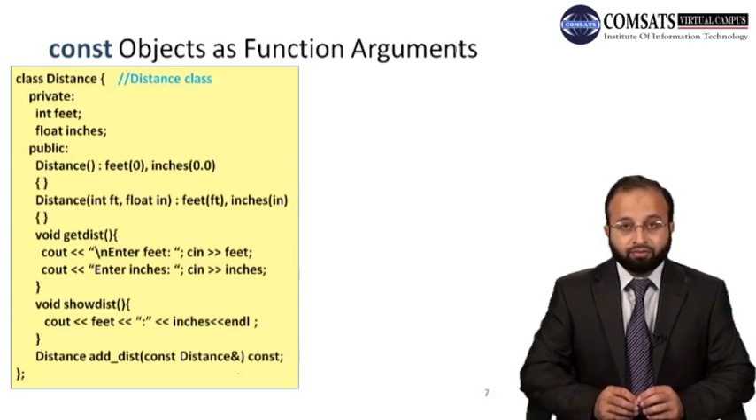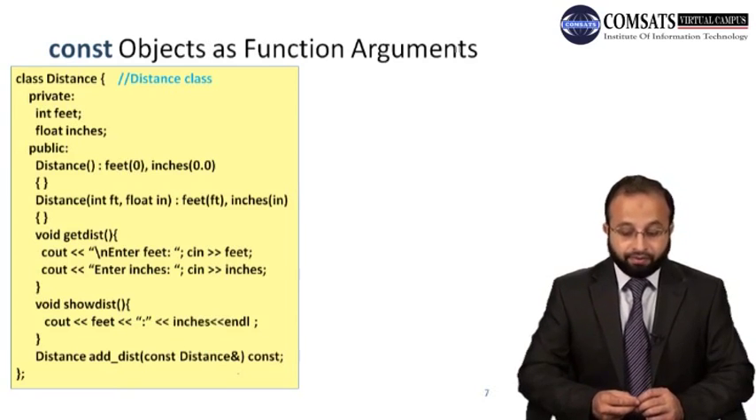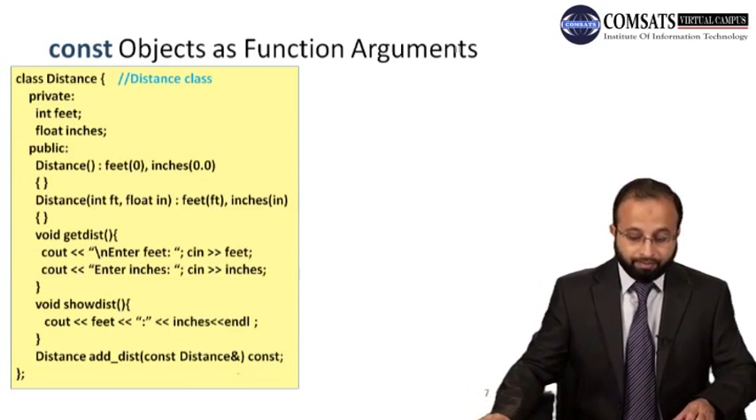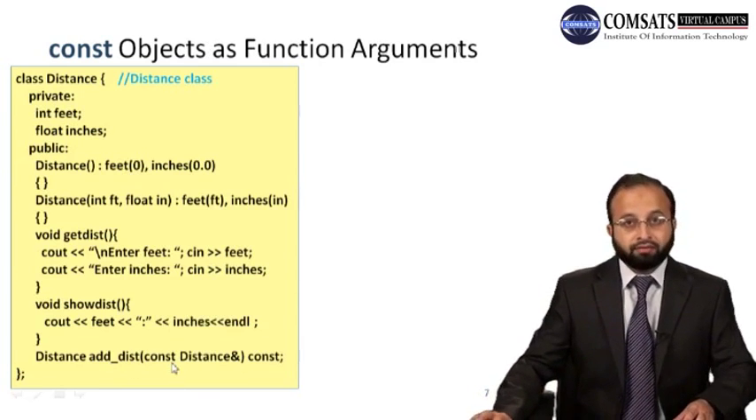Now you pass that object by reference, this means that the reference of that particular object is created in the add_dest function, and through that reference the add_dest function can change the value of the original distance object which you passed when calling this function.